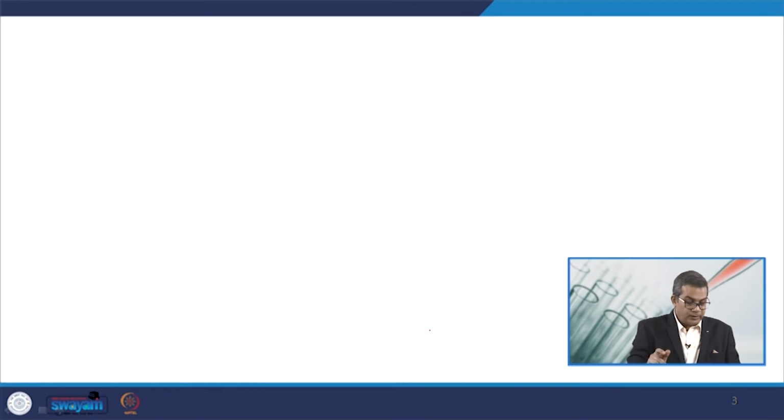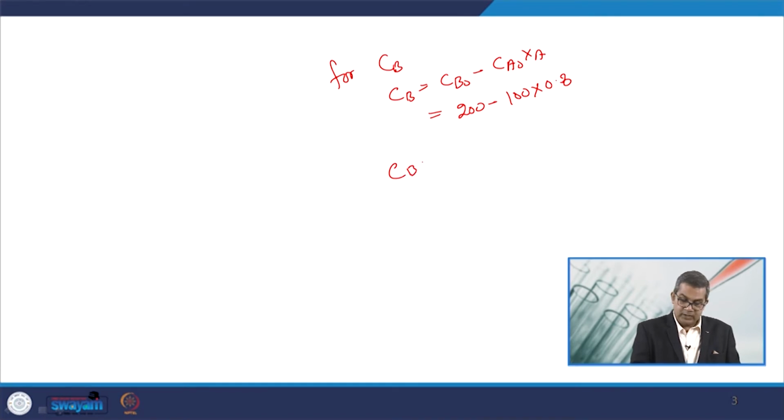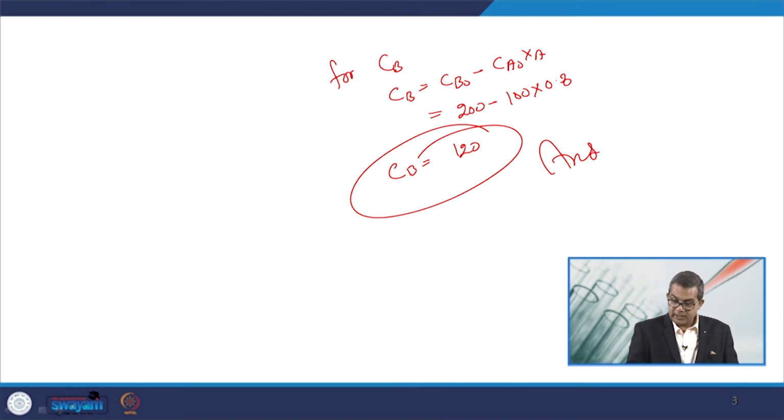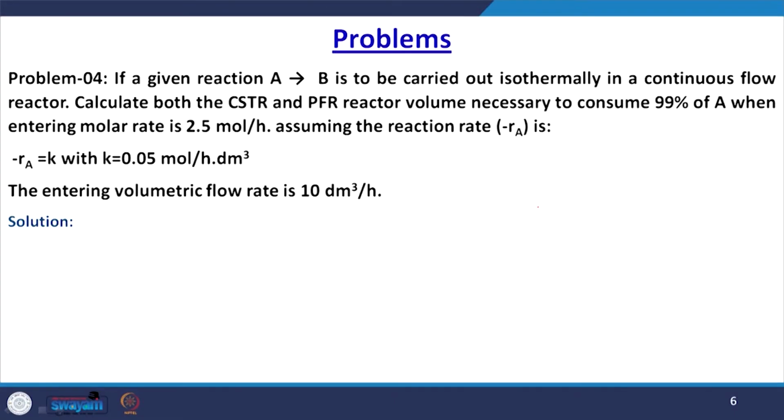Now for Cb, we can write Cb is equal to Cb naught minus Ca naught Xa, and this is 200 minus 100 into 0.8, and Cb comes out to be 120. That is my desired answer. Right. So let's take another example, that is problem number 4.